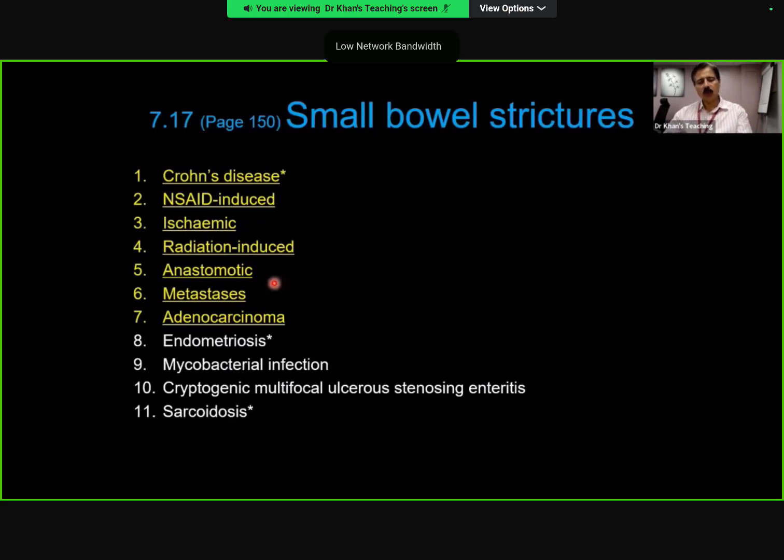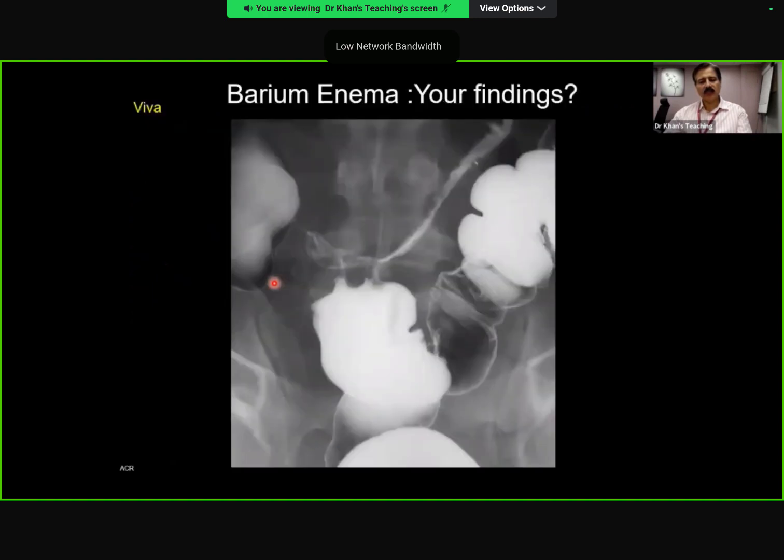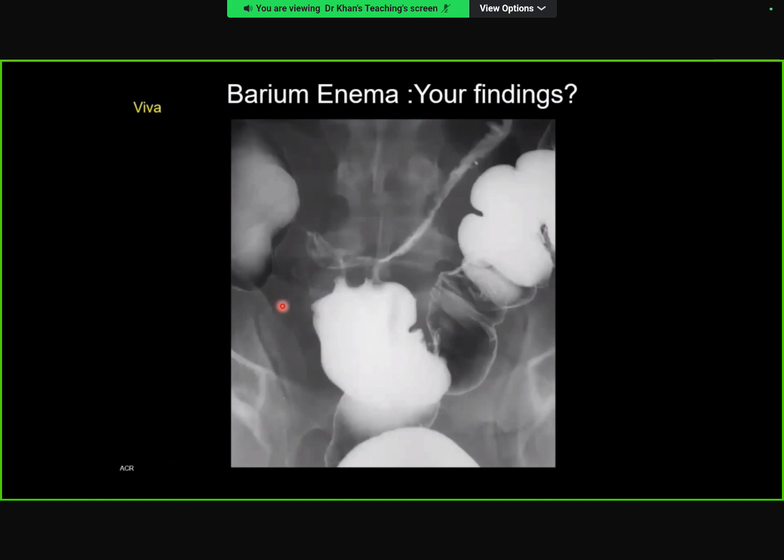So this is a case. I will show you various examples of fistulas on various modalities because they are classical for your exams. So I want to develop your eyes, and I'll show them on barium and CT and MR. So we know that this is Crohn's disease. What is your finding, candidate 10?